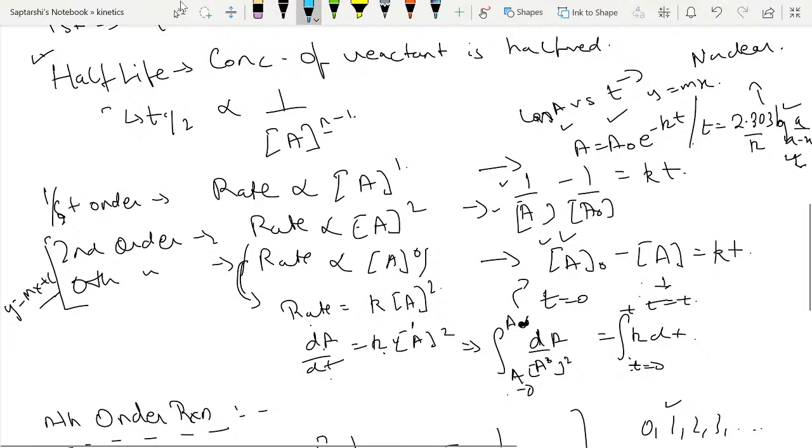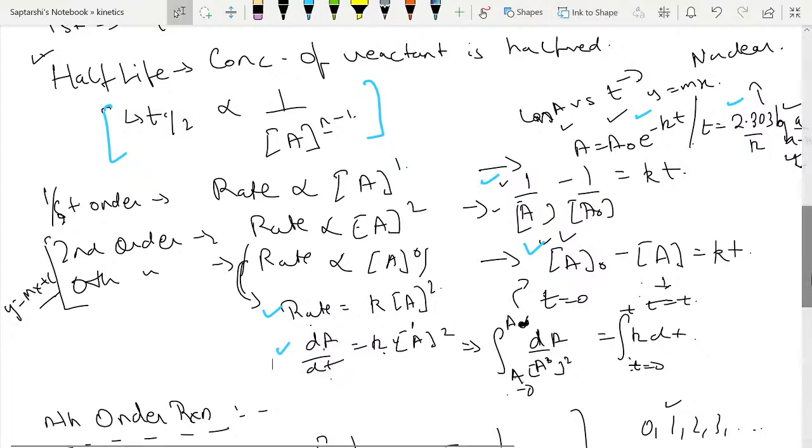Let me take the blue pen. First order rate is proportional to the first order of concentration, second order to the second order of concentration, zeroth order to the zeroth order of concentration. This is our equation for first order: A is equal to A0 e to the power minus kt, and t is equal to 2.303 by k log of a by a minus x. This is our second order equation: 1 by a minus 1 by a0 is equal to kt, and this is our zeroth order equation: A0 minus a is equal to kt. We don't need to do the derivation of it, so it's fine.